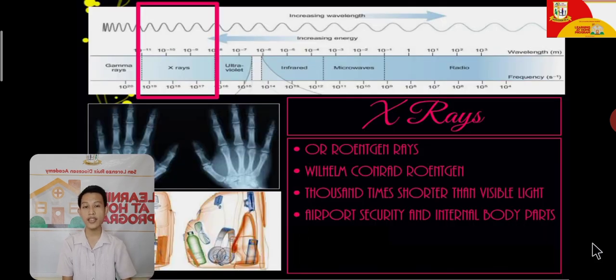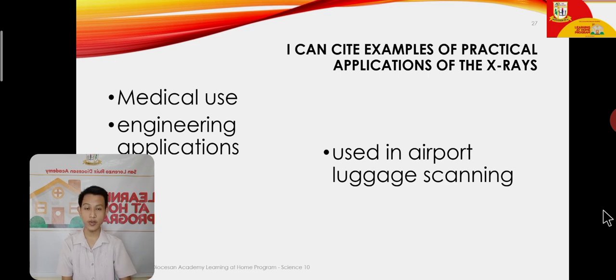Okay. Next one, X-rays. Okay, alam niyo naman siguro kung para saan yung X-rays. So it is also termed as Roentgen rays. It is because it's discovered by Wilhelm Conrad Roentgen. Okay, 1,000 times shorter than the visible light. It is used for airport security and internal body part scanning. Okay, yun naman talaga ang pinaka main purpose kung bakit may X-rays. Okay, so medical use yun nga para makita yung bone structure or yung different parts of our body sa internally.